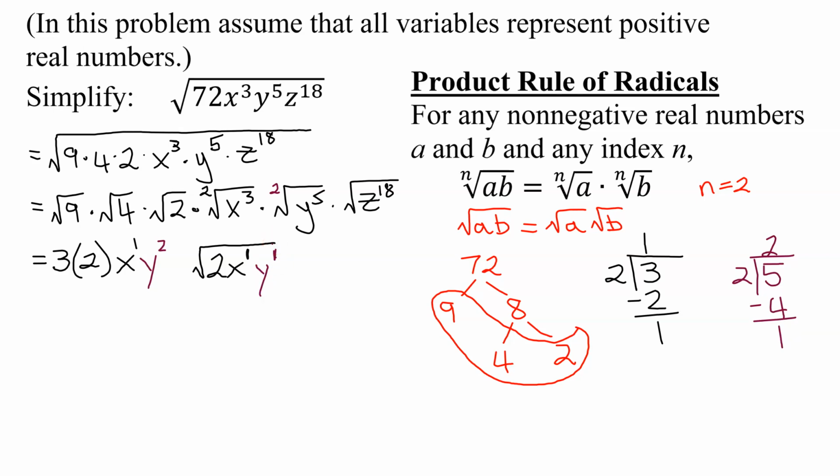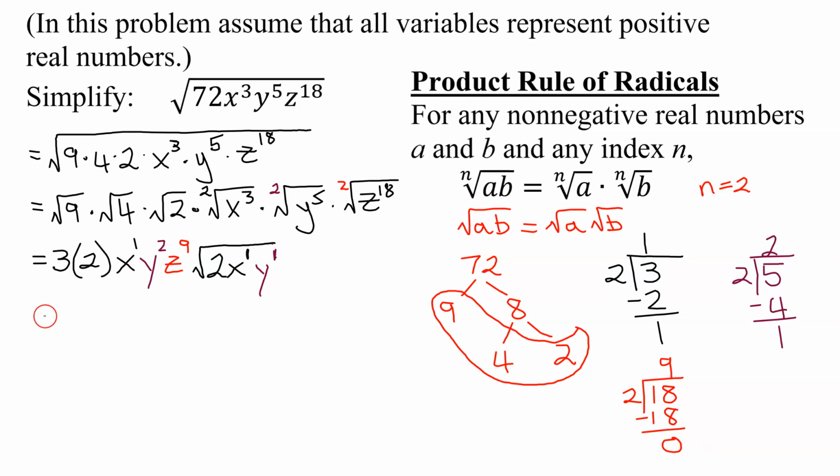And lastly, I need to look at the z's. Well, again, my index is 2. 2 divides into 18 how many times? 9. 9 times 2 is 18. Subtract, is there a remainder? No. So the quotient of 9 is the exponent on the z outside. So I'm going to get z to the 9th power outside, no z's inside.